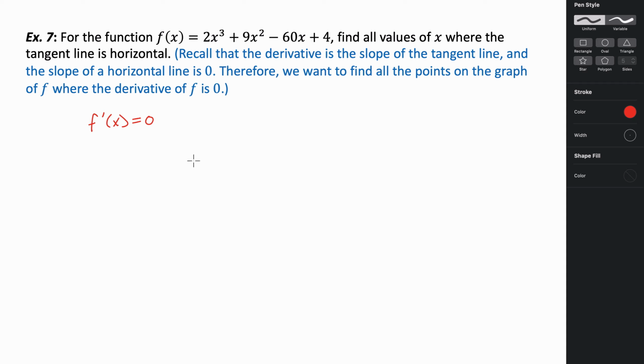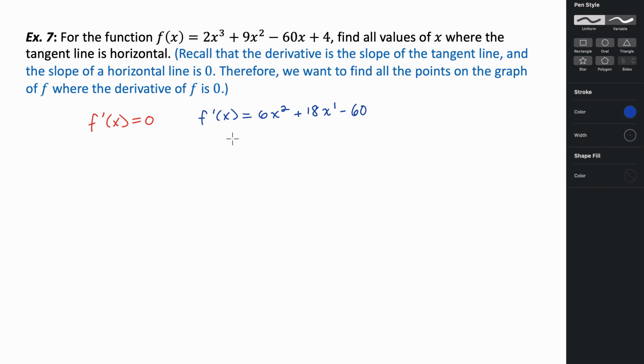So the first thing we should do is use the rules that we just talked about to find the derivative. If we want to find the derivative of f, we're going to have f prime of x equals. The power rule says take 3, multiply by 2 to get 6, x to the 1 power less, so 6x squared. 9 times 2, that's going to be 18 times x to the first, subtracting 1. Minus 60 times 1, so that's going to be 60. And then x to the 0 is just 1, so we have this.